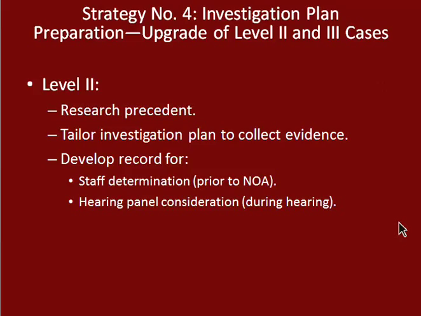Again, this slide in front of you talks about a level 2 case, and about making sure that you tailor your investigation plan to collect the necessary evidence to argue, if you want to maintain the case at the level that you believe is appropriate.